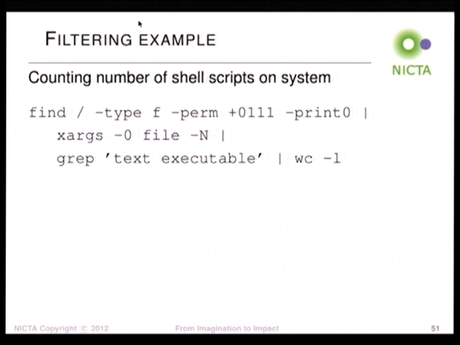Dash zero says, my standard input is delimited by nulls. If you don't have that, it'll assume it's delimited by spaces. And that's evil if you've got spaces in your file names. And then we can just look for grep text executable and count how many there are. And there's actually quite a lot. There are fewer than there used to be.